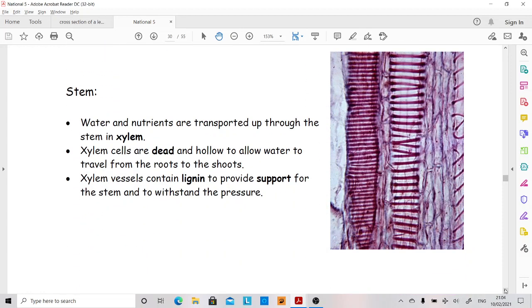When the water goes up the stem, it's going up through xylem vessels. Xylem are dead cells which have lost their end walls and they're like empty hollow tubes, so they've got no cytoplasm inside. And xylem are for water transport up the plant. Water's always going up the plant. Xylem vessels also contain lignin round them to provide support for the stem and to help it withstand the pressure of the water going up. So sometimes xylem vessels are described as being lignified. The lignin provides them with some strength. So xylem are empty hollow tubes made from dead cells and water goes up them.